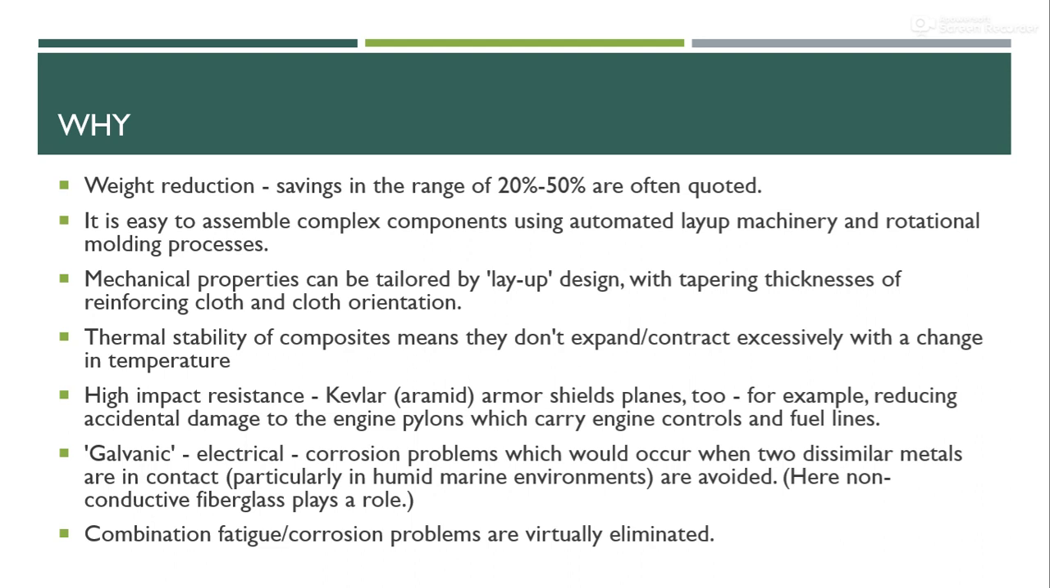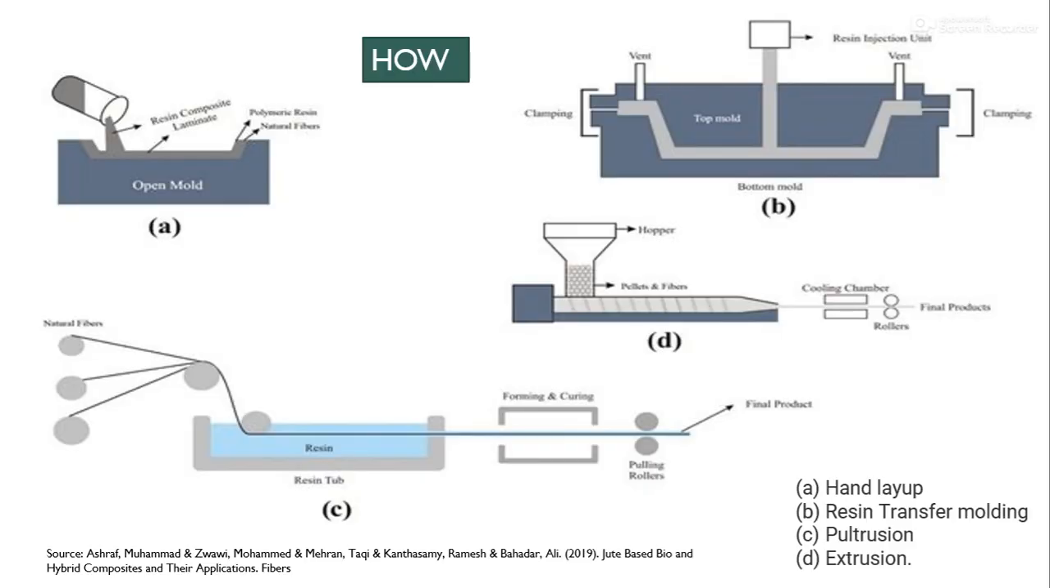And also we can reduce galvanic corrosion problems, especially in marine industries. Whenever a ship is made with different materials, when two different materials are in continuous contact with the water, due to the galvanic current, galvanic corrosion will occur. So to avoid such galvanic corrosion problems, we go with polymer composites, since they are non-conductive materials. And also fatigue and corrosion problems are virtually eliminated.